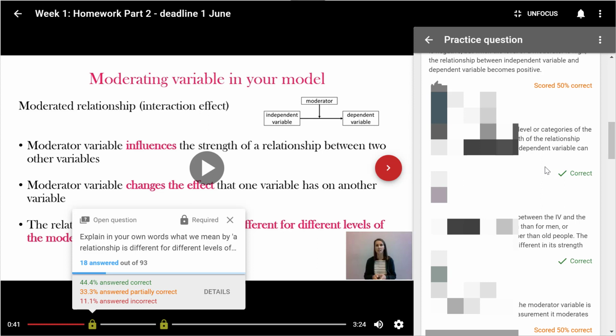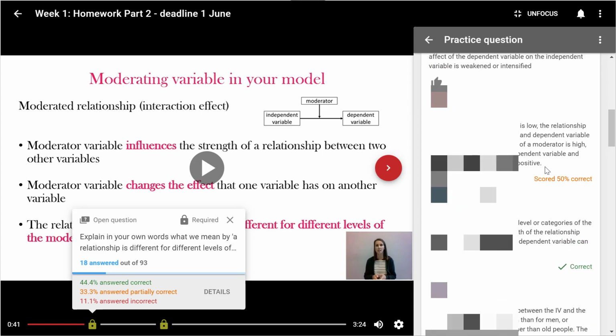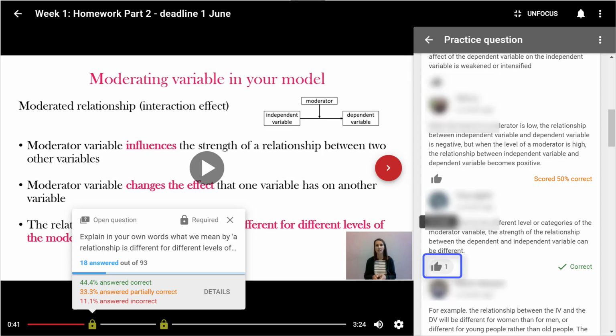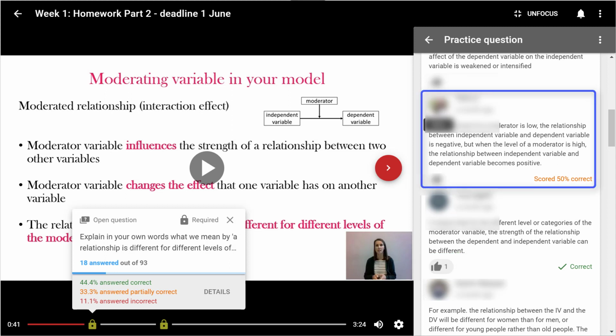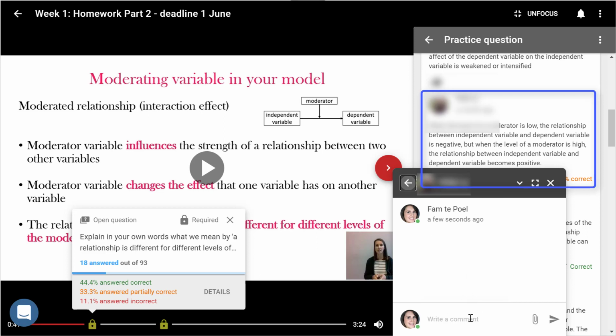What you could also do is, if you see that a student scored correct, then you can raise your thumbs up and say, I like this. You can also chat with the student. So for example, this student answered partly correct, and if you want to, you could write a message to the student saying, maybe watch this part of the video again, or give a short explanation of why it was not correct. Of course, you don't have to do this, but it's a way of interacting with your students.